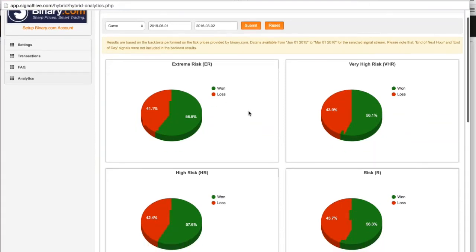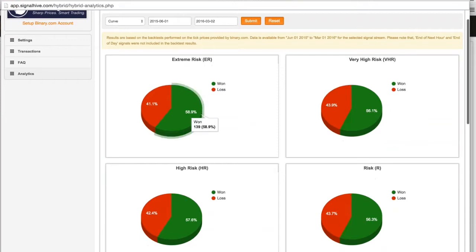Does Curve work? On extreme risk, Curve works. Yeah, it's 58.9%. Let's round up to 59% win rate, which is just a percentage point above the required break-even point to generate money on binary.com. So yes, you would make a bit of money over time with ER. This is instant replication, right?